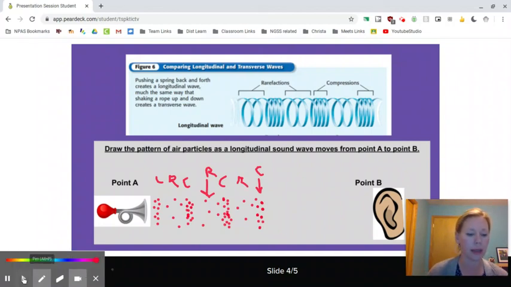I'm done using this. I'll get back to my pointer, but I want to change slides here. Oh, thanks for being patient with me.